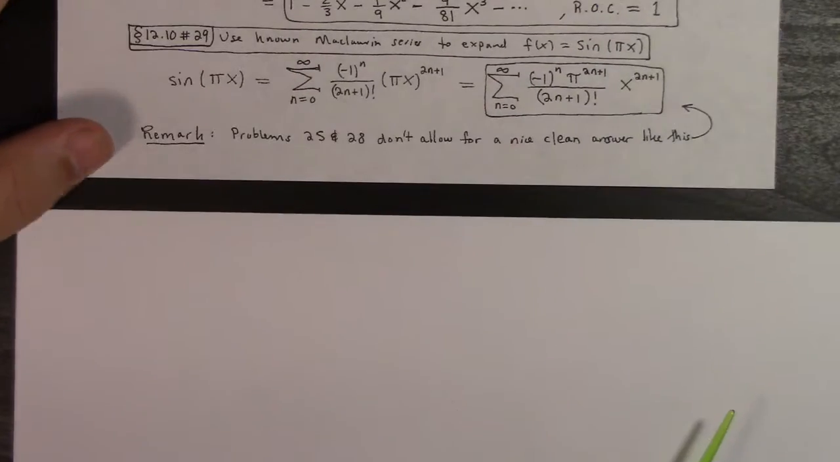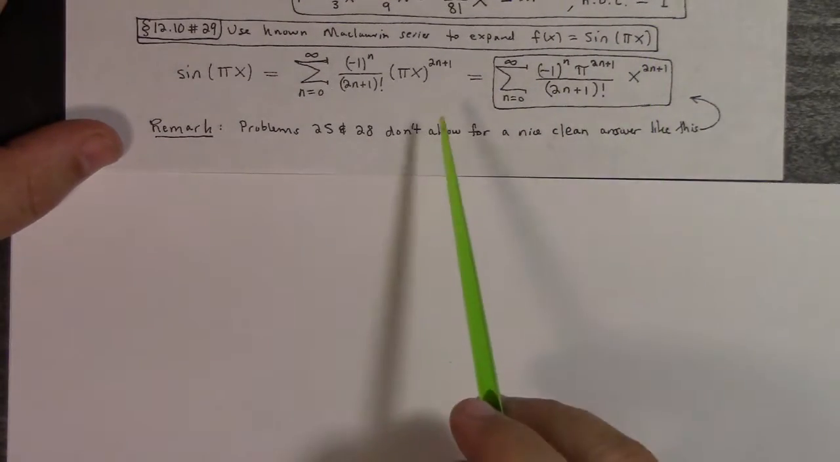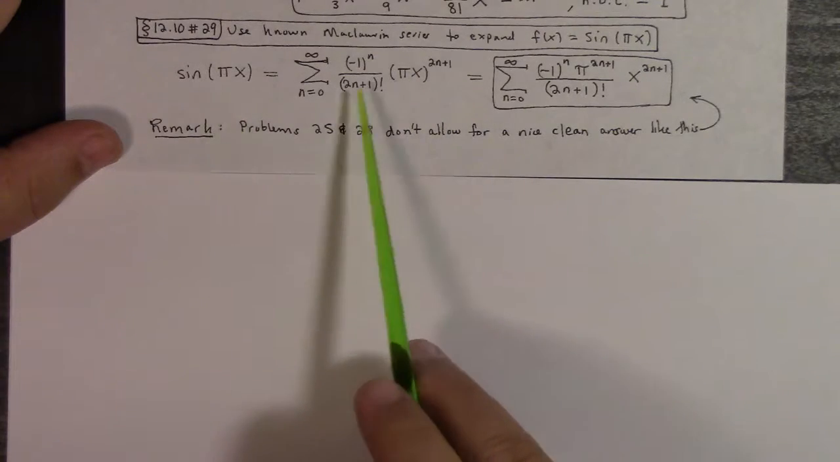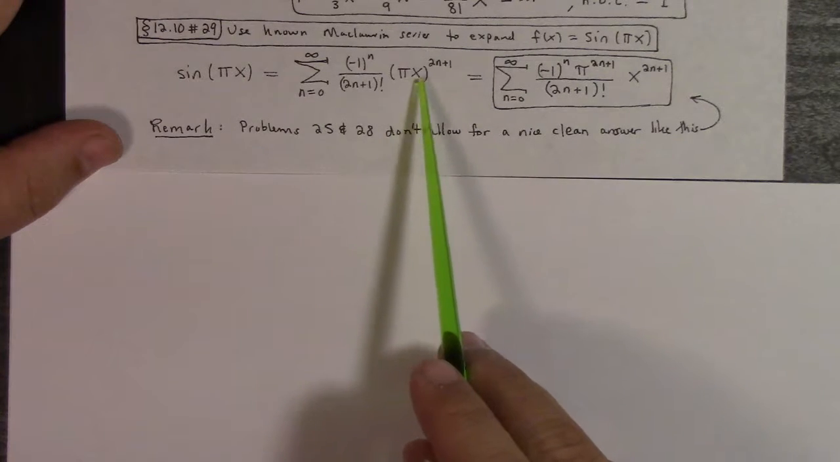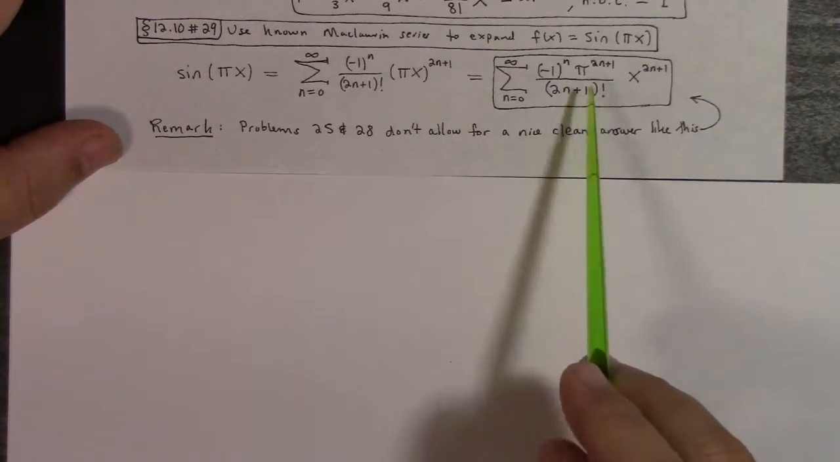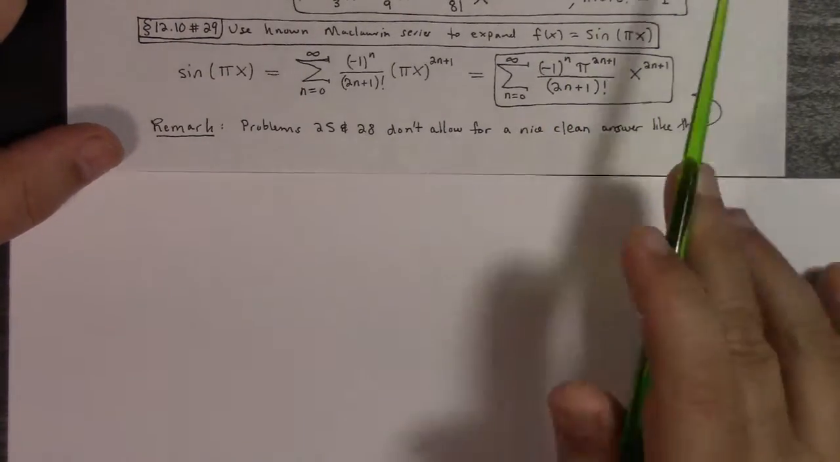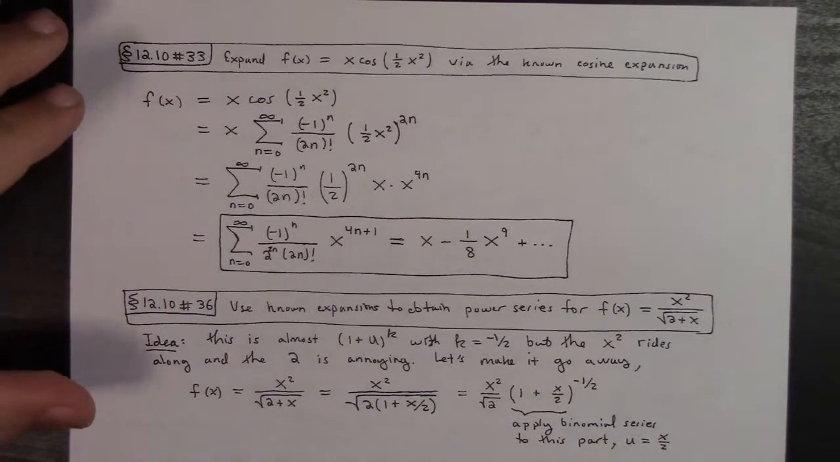Supposed to use the known Maclaurin series to expand f of x equals sine pi x. So that's just directly what it says. You take the known sine series, plug pi x in the place of x, and then just do an algebra step, which is that this is pi to the 2n plus 1 times x to the 2n plus 1 divided by that, and there you go. It's nice and clean.